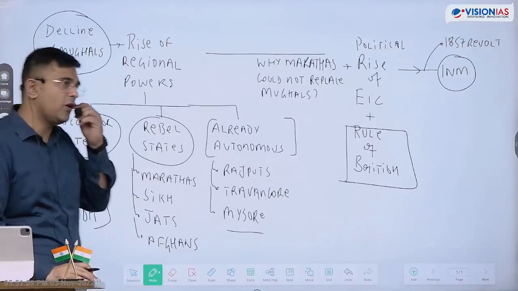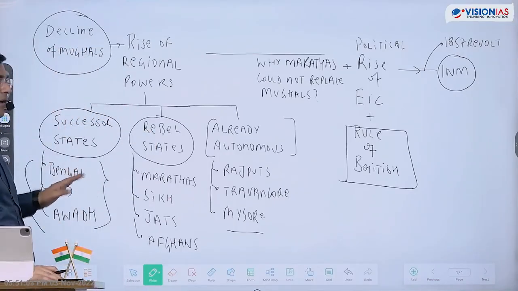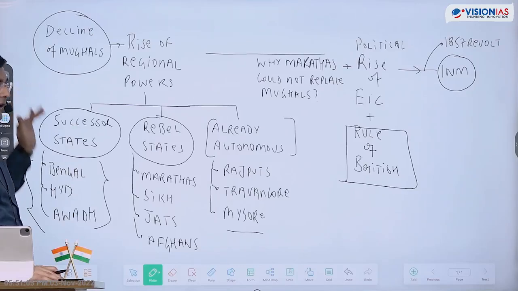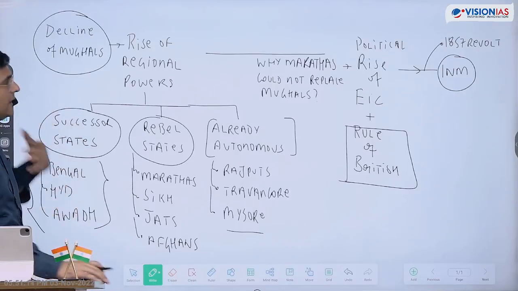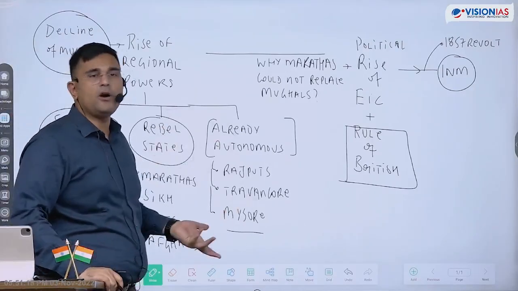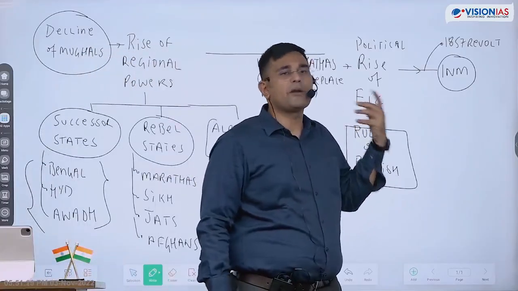So what is the topic of our discussions? This is the index of your syllabus in one page. First we'll be discussing the decline of Mughals. Then we'll be discussing the rise of the regional powers, that is rebel states, successor states, already autonomous. Then we'll be discussing why Marathas could not become an all India power. Then we'll be discussing how the Britishers became an all India power.